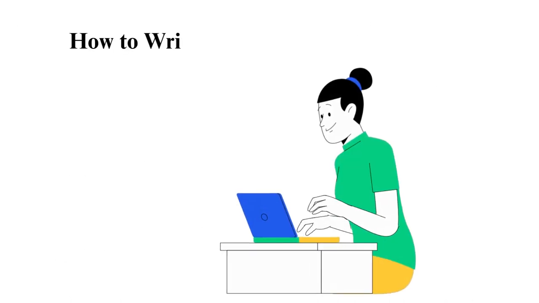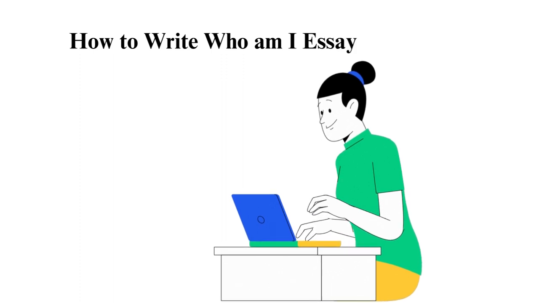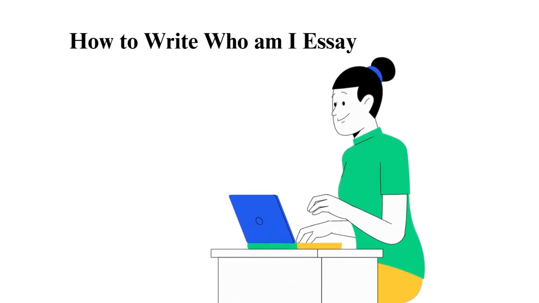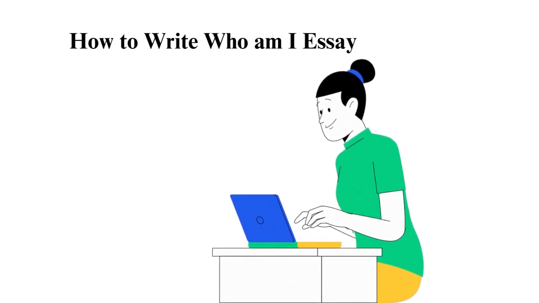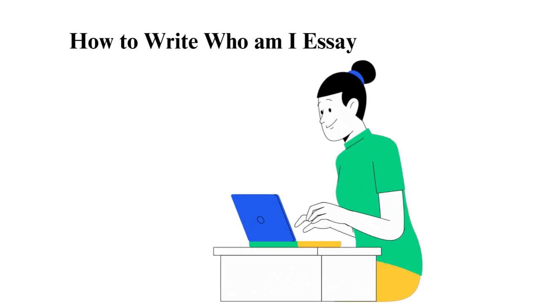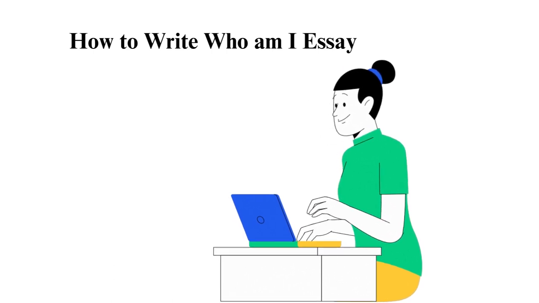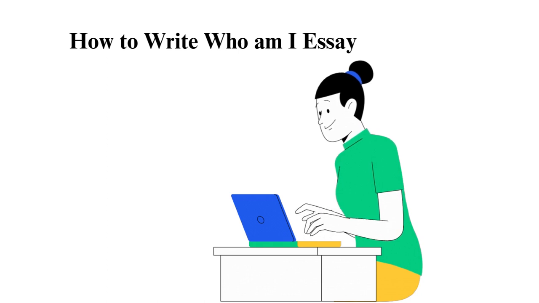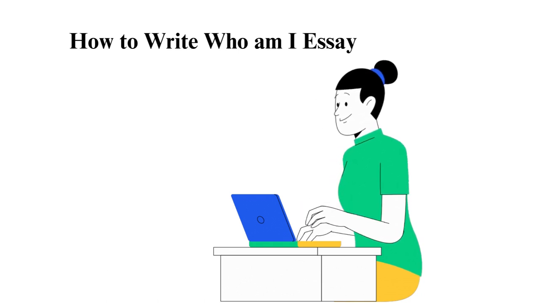How to write a who am I essay? The following are the steps that you should follow while writing this essay. 1. Brainstorm on the strengths that define you. List the qualities that define you in terms of achievements, skills, and experiences you have encountered in life which are very significant to your application.